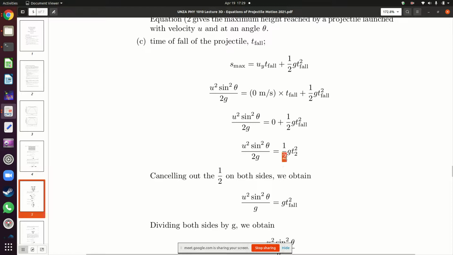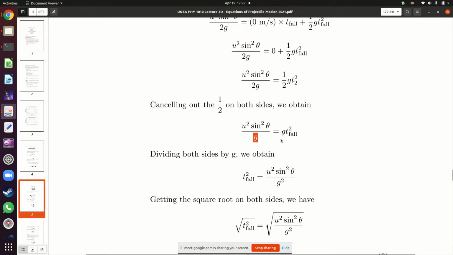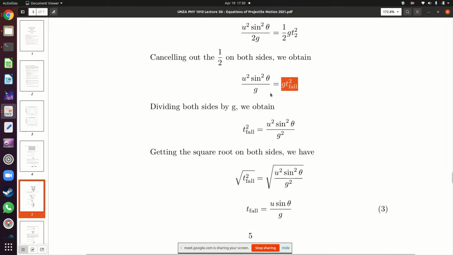Next, there is a 2 at the bottom here, and a 2 at the bottom there, so that constitutes half. So you can cancel out the halves. When you cancel out the halves, you end up with u squared sin squared theta divided by g equals g t4 squared. Then on both sides, you divide by g. So this side, you divide by g, giving g t4 squared divided by g, and this side you also divide by g. You're doing the same thing on both sides. So you end up with t4 squared equals u squared sin squared theta divided by g squared.